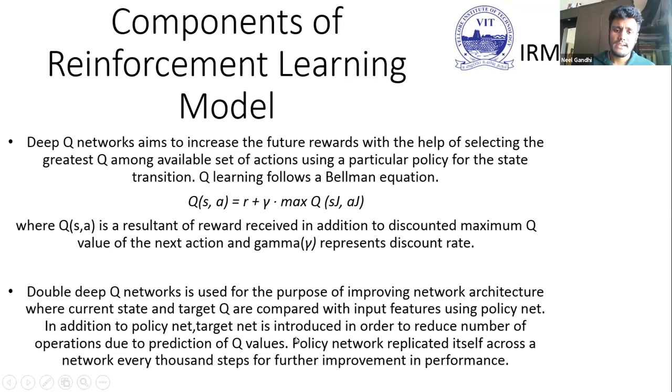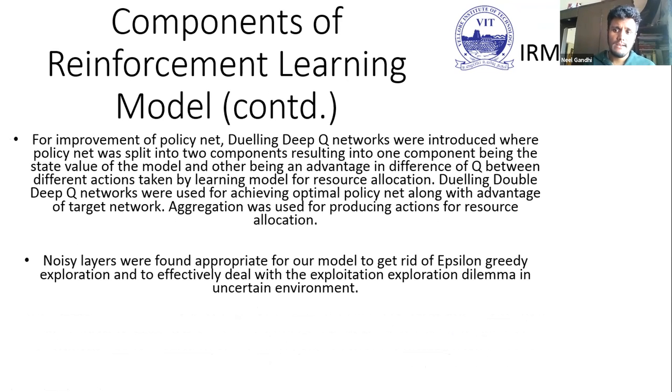In addition to the PolicyNet, TargetNet is also introduced to reduce the number of operations by a viable bit, and PolicyNet replicates itself after a few iterations to improve the performance. Then we also applied the dueling deep Q network, where PolicyNet was split and one component was dedicated to the state value and the other was taken as the advantage, the difference of the Q values between the different actions for the process of resource allocation. Aggregation was used for taking the best suitable action that was possible from the different nets.